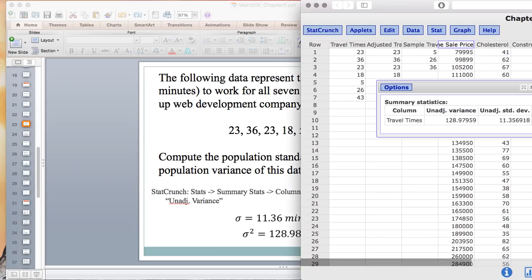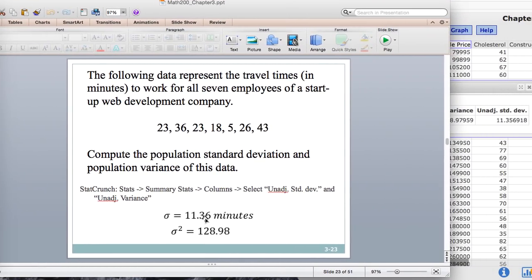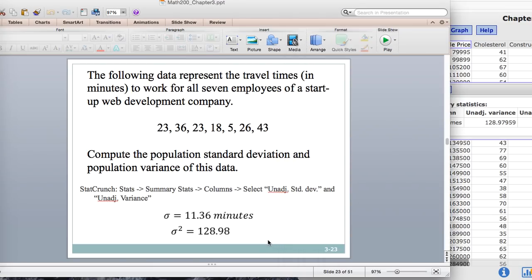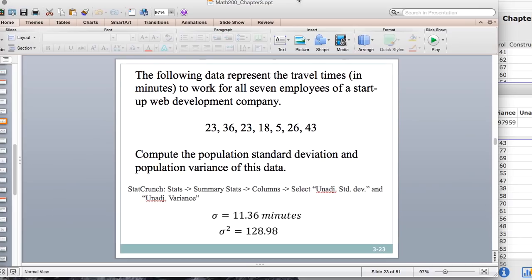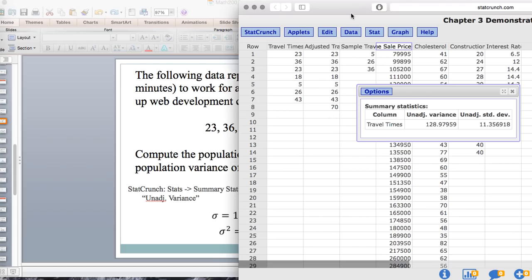So my unadjusted standard deviation, that's my sigma right here, that's 11.36 minutes. It's rounded from this value here. And then my unadjusted variance is the square of that. It's 128.98. Now, if you actually take the value of 11.36 and you square it, you get something very close to this. You won't get exactly the same thing because the 11.36 was already rounded. So if you want exact values, make sure you actually have StatCrunch calculate the variance for you as well.